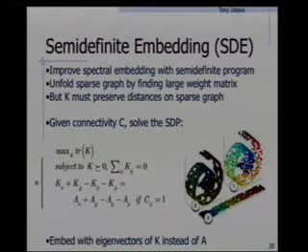So this actually works very well. You improve the spectral embedding technique by solving what's called a semi-definite program, which is something you can do very efficiently. It takes cubic time. And it basically unfolds the sparse graph.